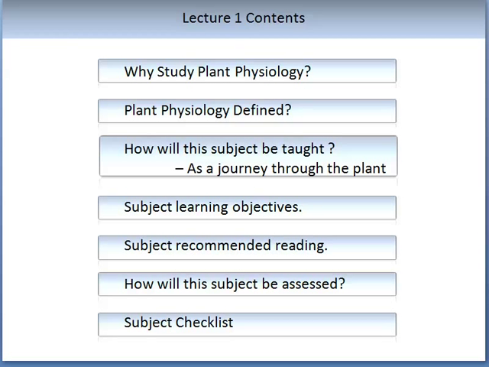We are going to discuss several things in this lecture today. We are going to start with an explanation of why we are studying plant physiology. We are then going to define plant physiology and describe how this subject will be taught, principally as a journey through the plant. We will examine the subject learning objectives and look at the recommended reading. I will describe how this subject will be assessed, and we will complete this lecture with a subject checklist.